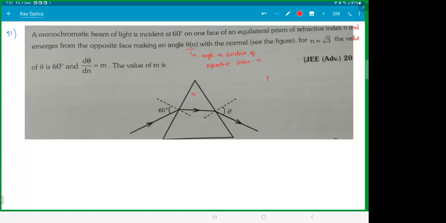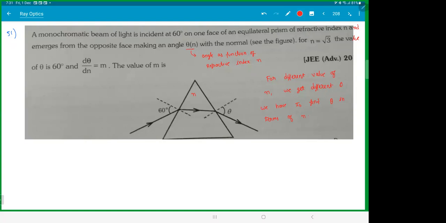Okay, mu is given. For different values of theta, for different values of n, we get different thetas. That means we have to find theta in terms of n, and then differentiate it. Getting it? And he's saying for n is equal to √3, the theta is 60 degrees.